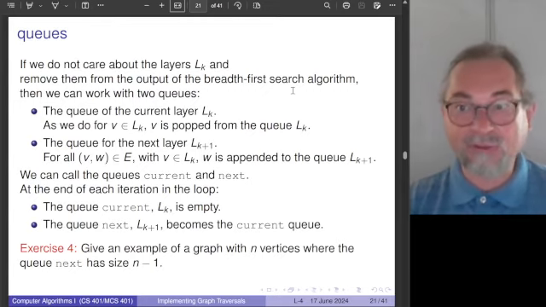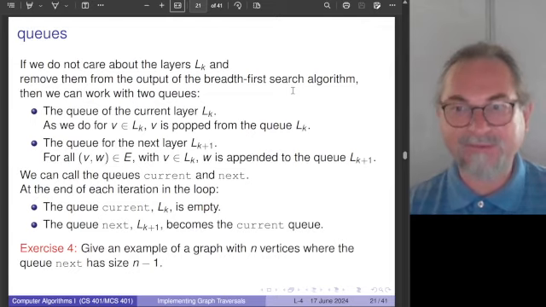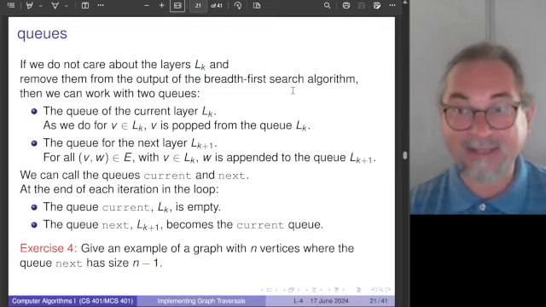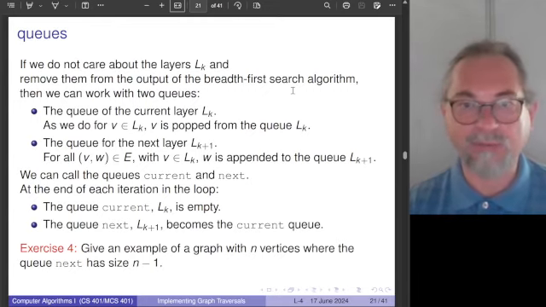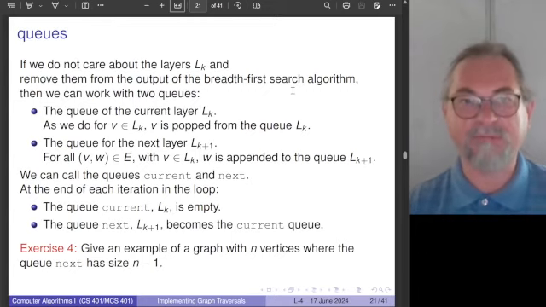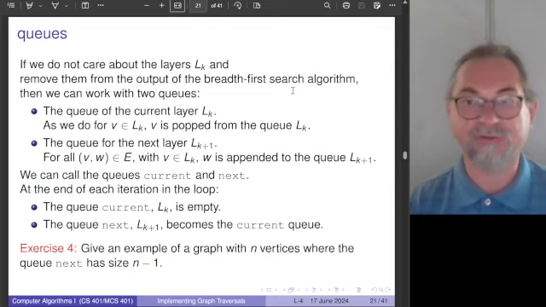Okay, so this concludes the first half of lecture 4. In the second half, we will examine the depth first search algorithm, and we will look into two applications of the breadth first and the depth first search graph traversal algorithms.